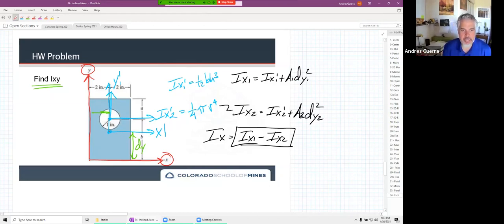So everything is the same. So even if it's a different shape like a circle, we do have to look up those equations in the back of the book here. We could find that equation for Ix prime. But the process is essentially the same.